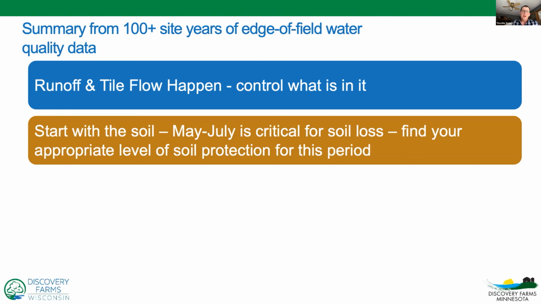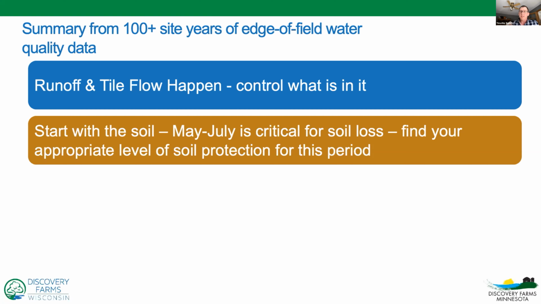First, we recommend starting with the soil. So the first major thing that we see is needed in some spots is really protecting that soil from moving off the fields. And this is particularly critical in our cropping systems during that May to July time period. Across Minnesota and Wisconsin, we find over three quarters of our sediment loss happens during that May through July time period. So basically that period from planting to crop canopy is really, really critical for preventing soil loss.